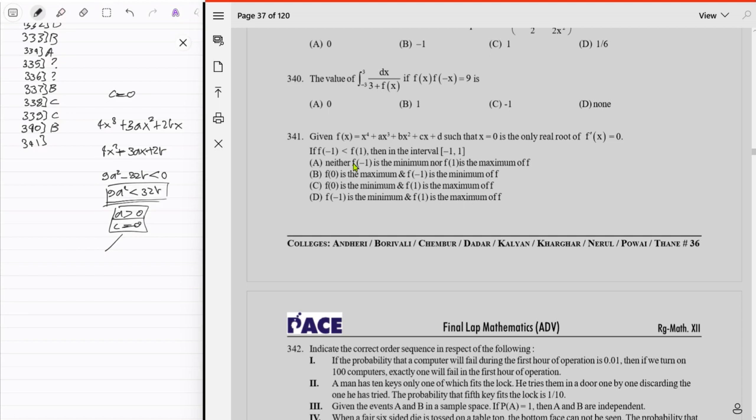Okay, what we need to do: in the interval negative 1 to 1, neither f of negative 1 is the minimum nor f of 1 is the maximum of f. Since f dash equal to 0 has only one real root, x equal to 0, f dash is 0 at x equal to 0 and otherwise never 0. Yeah, because of the second derivative, that's the thing.